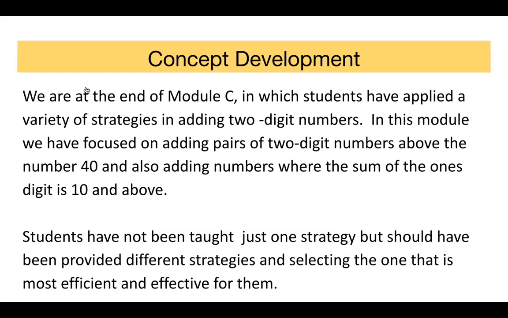So we are at the very end of Module C, in which students have applied a variety of strategies in adding two-digit numbers. And in this module, we have focused on adding pairs of two-digit numbers above the number 40, and also adding numbers where the sum of the ones digit is 10 and above. Students have not been taught just one strategy, but should have been provided different strategies and selecting the one that is most efficient and effective for them.